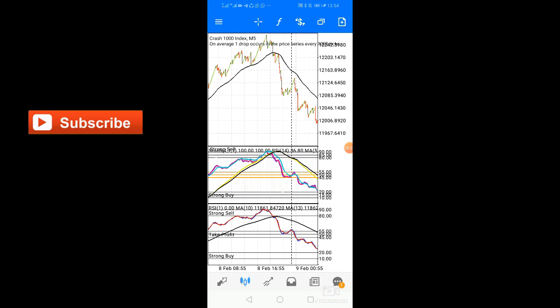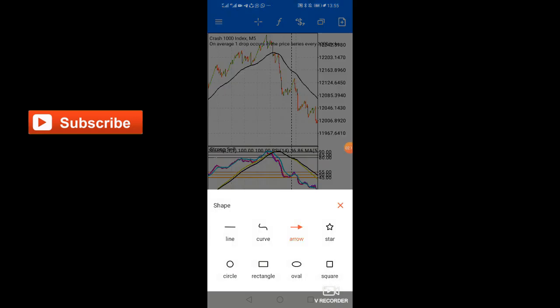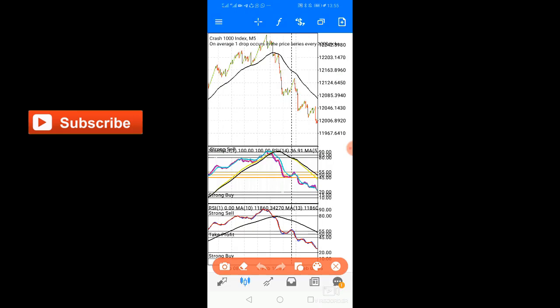So how do you catch spikes with this? Guys, follow the red circle and listen attentively. The first thing you need to do is look into your main chart and see if the market is crossing below that black MA on the main screen. It should cross below. This is for Crash 1000. For Boom 1000, we'll be looking for the market crossing above.